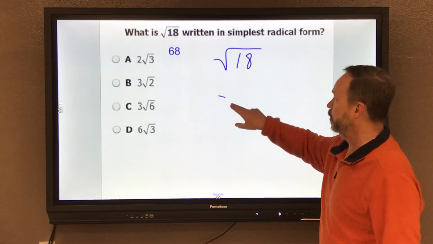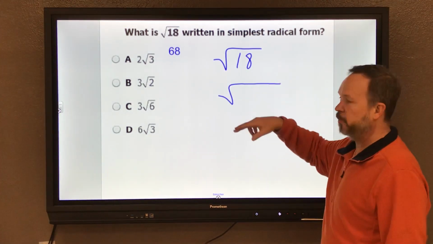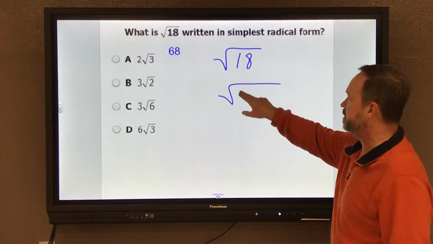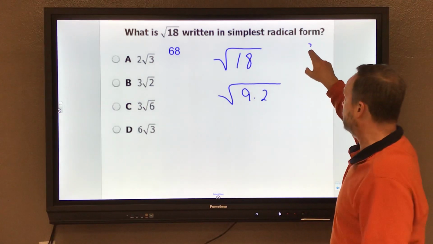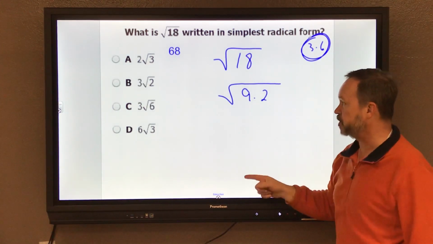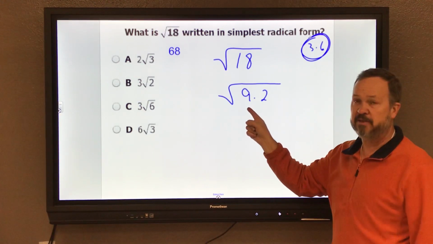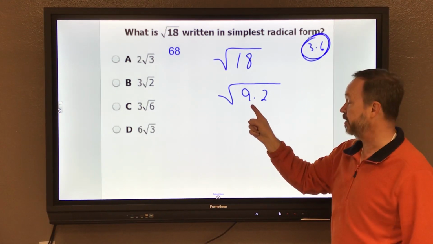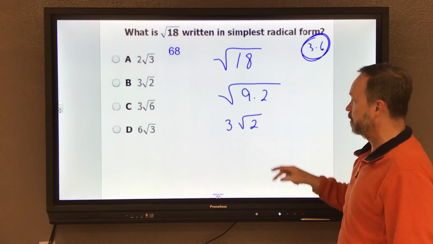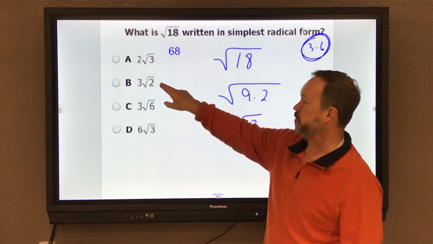But what we're supposed to have learned, and we talked about it a little bit, is that 18 is 9 times 2. It's also 3 times 6, but neither one of those are squares. But 9 times 2 is cute because that's a square. In fact, that's the square hiding in there. And so the square root of 9 is 3, and the square root of 2 is the square root of 2, making the correct answer B.